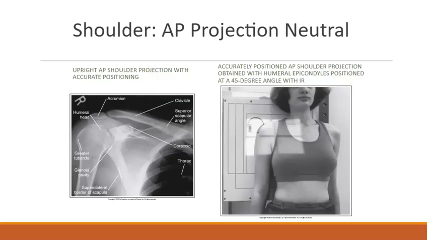The scapular body is demonstrated without longitudinal foreshortening. The mid-clavicle will superimpose the superior angle of the scapula. The humerus is demonstrated without abduction. In an AP projection of the shoulder with the humerus positioned in the neutral position, the greater tubercle is partially seen in profile laterally, and the humeral head is partially seen in profile medially.